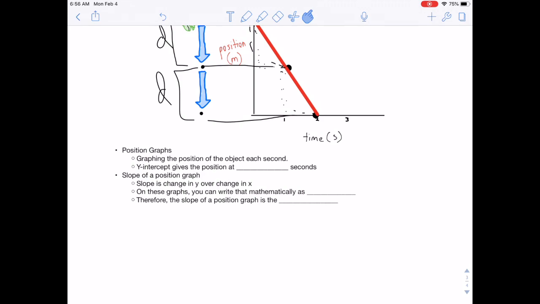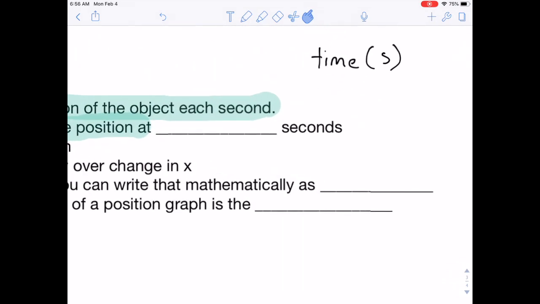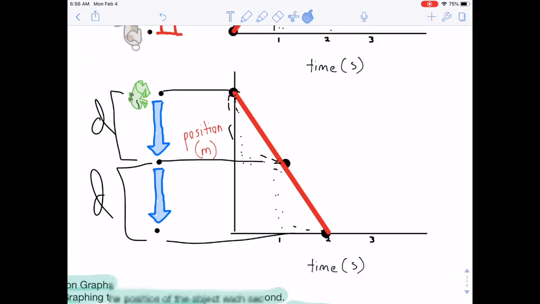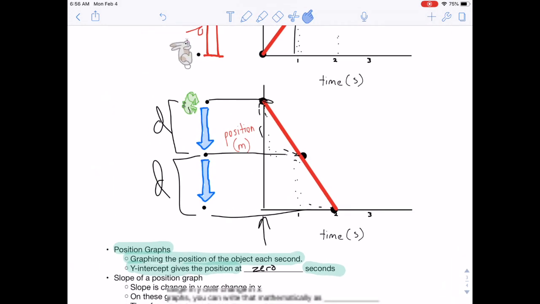Position graphs. Graphing the position of the object each second. The y-intercept gives the position at 0 seconds. So if we look at this frog here, he's 2 distances away at the y-intercept, right here at the origin. So he starts kind of far away from the origin spot.